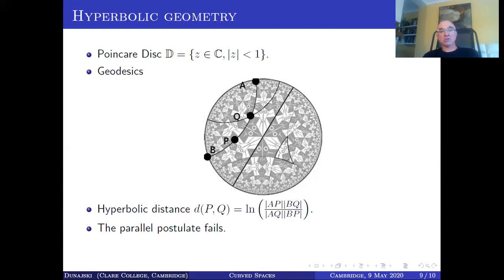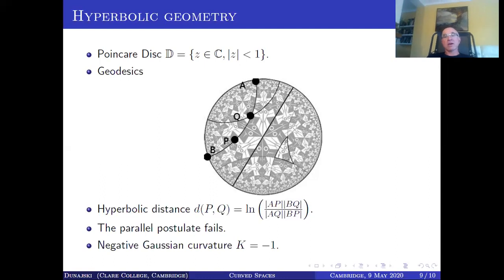The parallel postulate fails, and if you wanted to look at the triangles on this disk model, you would find that their angles add up to something less than 180 degrees. And in fact, its Gaussian curvature is negative and everywhere equal to -1.